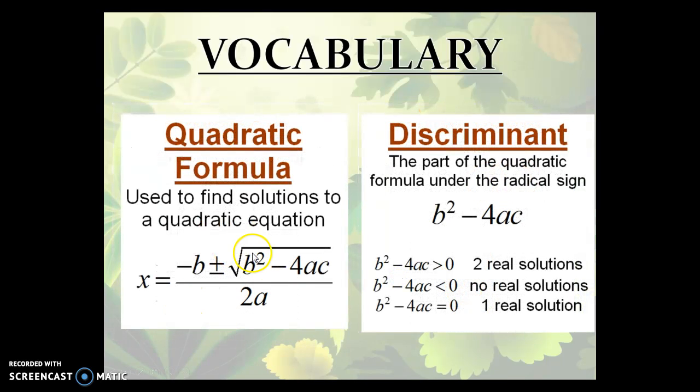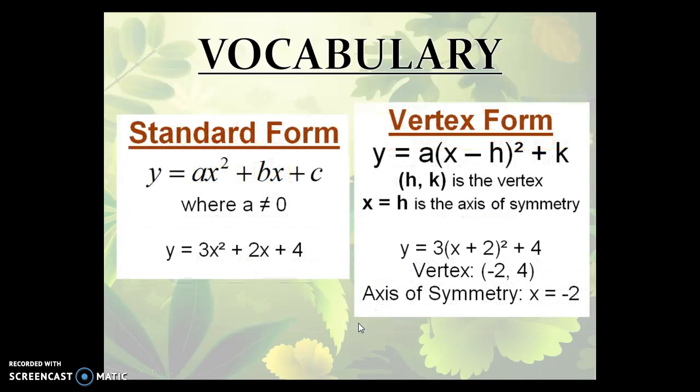Quadratic formula, we went through that. The discriminant is what's inside the square root sign. If it's greater than 0, you have 2 real solutions. If it's less than 0, you have no real solutions. And if it's equal to 0, you have 1 real solution.